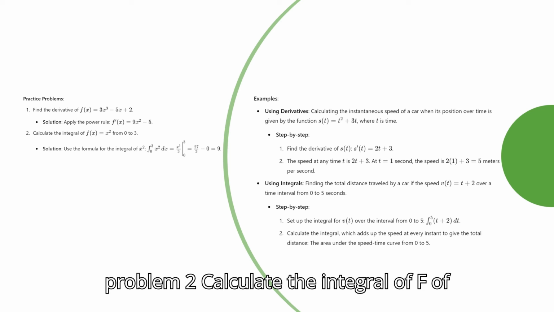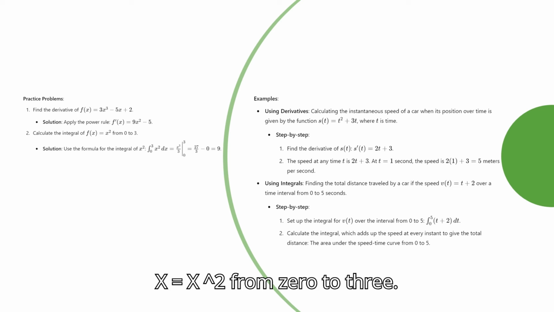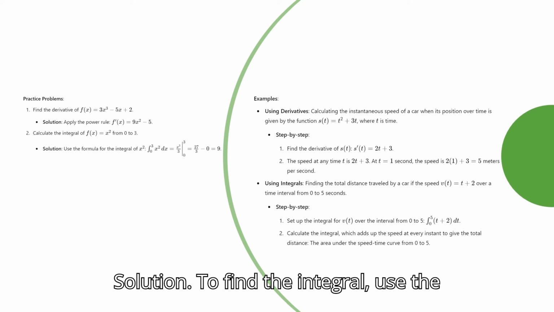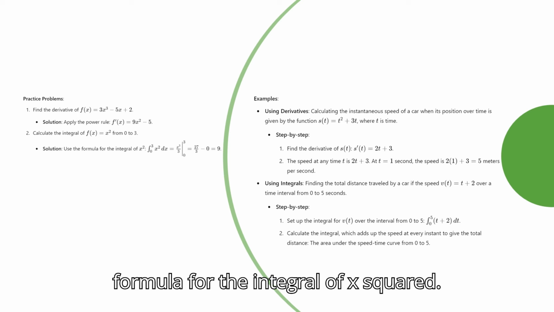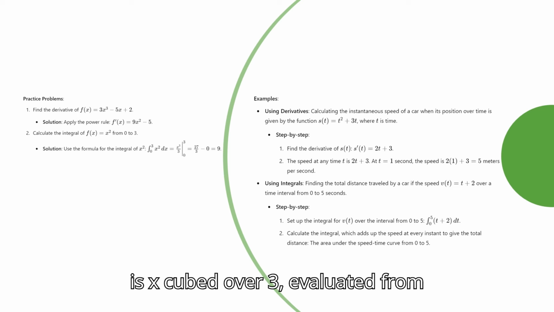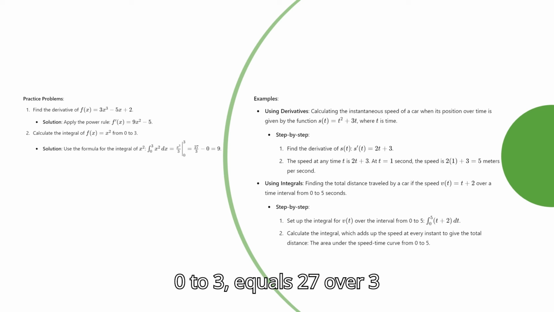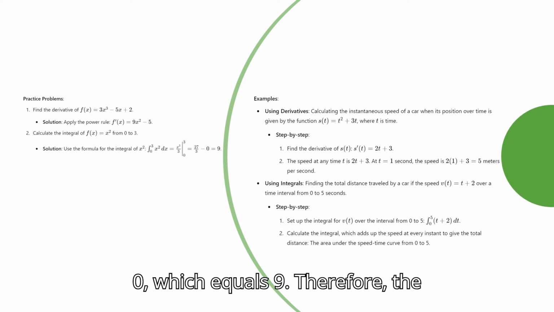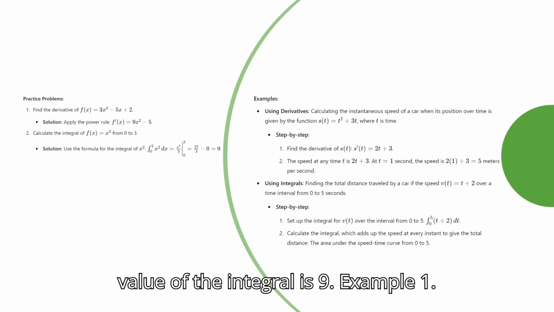Practice problem 2. Calculate the integral of f of x equals x squared from 0 to 3. Solution. To find the integral, use the formula for the integral of x squared. The integral from 0 to 3 of x squared dx is x cubed over 3, evaluated from 0 to 3, equals 27 over 3, minus 0, which equals 9. Therefore, the value of the integral is 9.